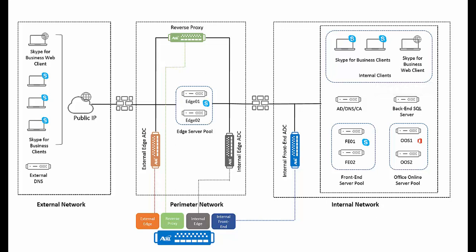For load balancing traffic to the Skype servers, we have an A10 Thunder ADC divided into four application delivery partitions, or ADPs for short. The four ADPs are the internal front-end, internal edge, the external edge, and the reverse proxy ADCs.